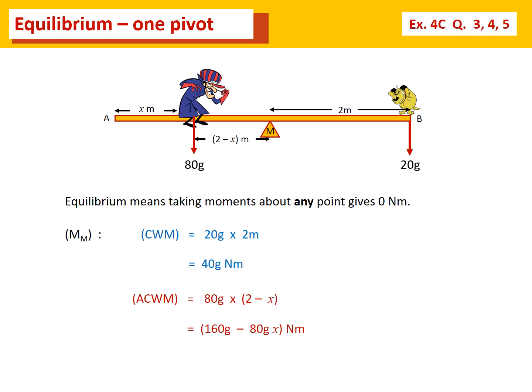Now, because we're in equilibrium, the anti-clockwise moment must equal the clockwise moment. So 40 G equals 160 G, subtract 80 G times x. We can divide through by G because each of the 3 terms has got a G in it. We can divide through by G and rearrange to give us 80x equals 120. So x equals 1.5 meters.